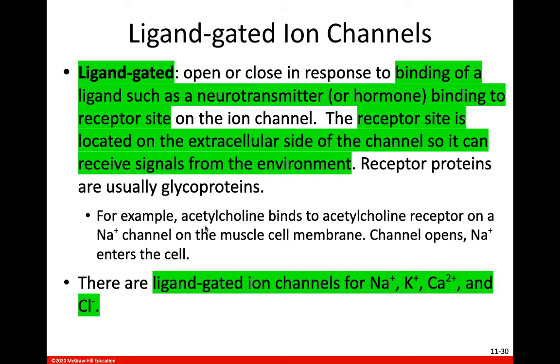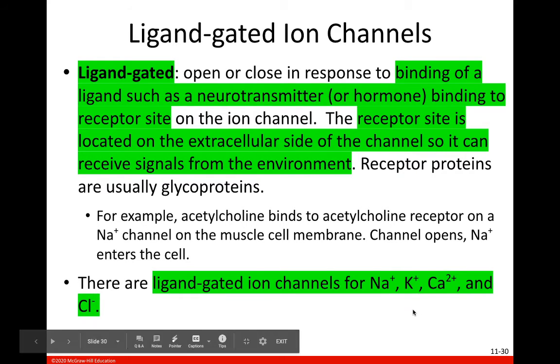Again, an example here: the sodium ion channel that binds acetylcholine is a ligand-gated ion channel. When acetylcholine binds to the receptor site on that ligand-gated ion channel, that channel will open and let sodium in, and hopefully enough sodium will get in to bring it up to threshold. There are not only ligand-gated ion channels for sodium, but there are also ligand-gated ion channels for potassium, calcium, and chlorine.